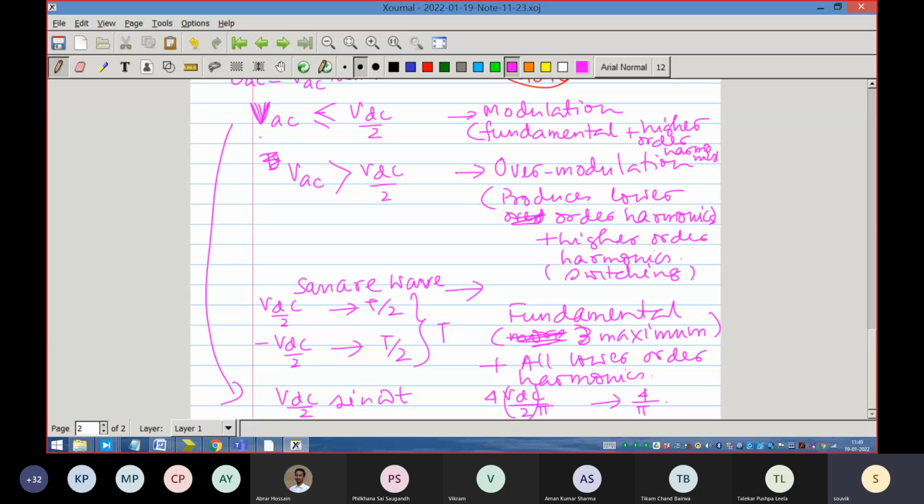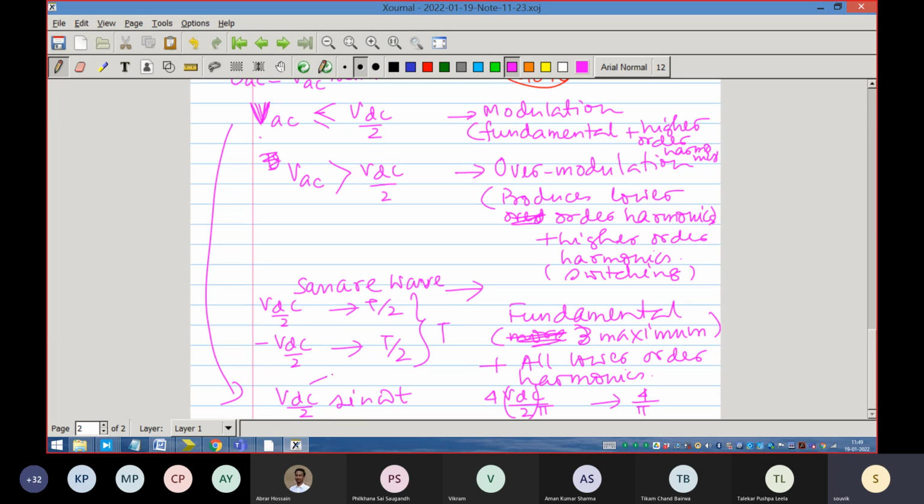The difference is that when you are producing only the fundamental component and not producing any lower frequency components at the motor terminal, you will be limited by the amount of fundamental that it can produce, because the fundamental will be such that its peak is equal to VDC by 2.